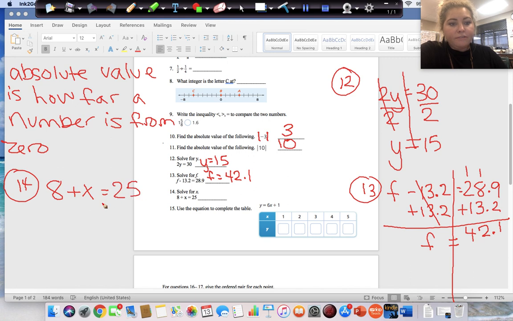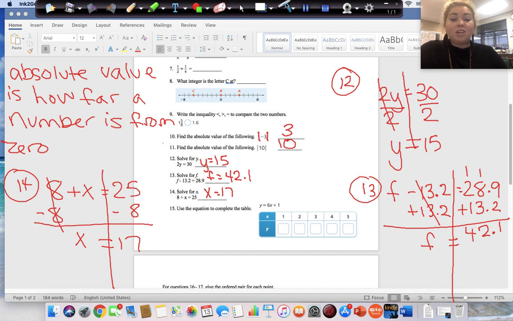All right, and number 14, if I can squeeze this one in down here, 8 plus x equals 25. Draw your line down from your equal sign. Right now our variable x is being added to 8, so the opposite of that is subtracting both sides by 8. 8 minus 8 cancels, and we are left with x equals 25 minus 8. 25 minus 8 is 17, so x is equal to 17.